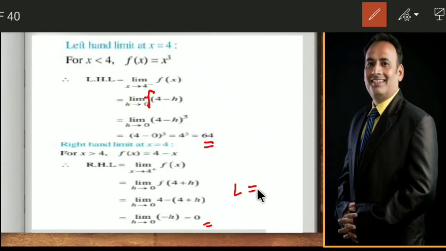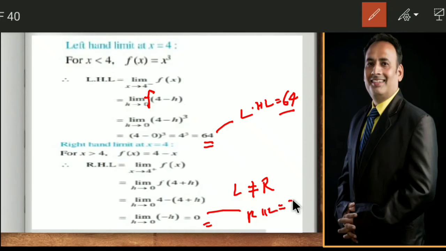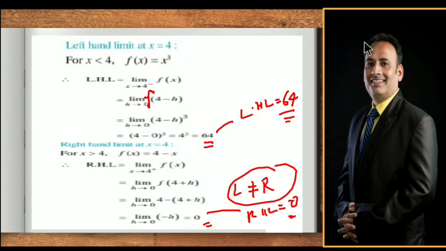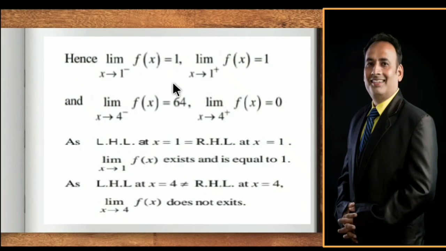Here LHL is not equal to RHL, so we say the limit does not exist at x = 4. Although the value of the LHL is 64, if LHL is asked, you have to declare 64. It exists undoubtedly. And if RHL is asked, it also exists undoubtedly, that is 0. But the limit does not exist because LHL is not equal to RHL. So to summarize: at x = 1, the limit exists and equals 1, and at x = 4 the limit does not exist.